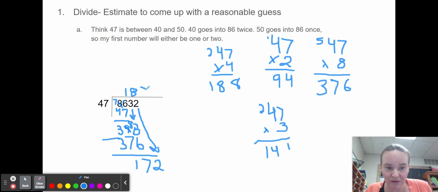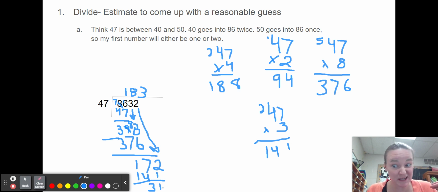Okay, so I'm going to write the 3 above my 2. Hopefully your handwriting is better than mine on the screen. And we subtract. 2 minus 1 is 1. 7 minus 4 is 3. 1 minus 1 is 0. Okay, so I have a remainder of 31.